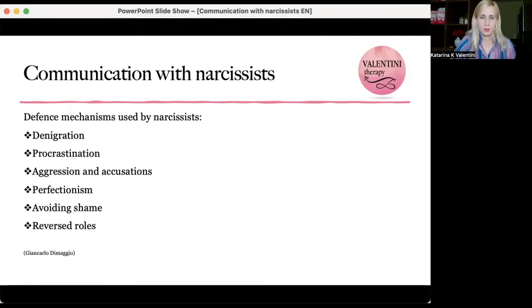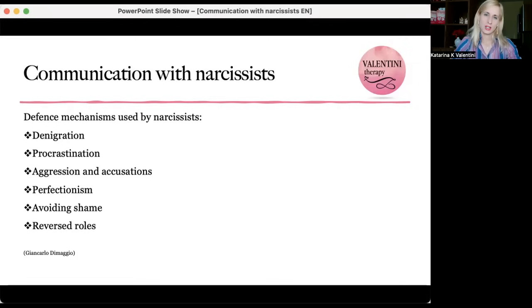So it will be a personal attack on us. It will not be a criticism of something we did or didn't do. Procrastination, that's: I don't want to talk about this, I will not talk about this, and I will procrastinate for as long as it takes for you to forget that you wanted to talk to me about something. If there are topics they refuse to discuss, then they will do whatever they can to not talk about that.